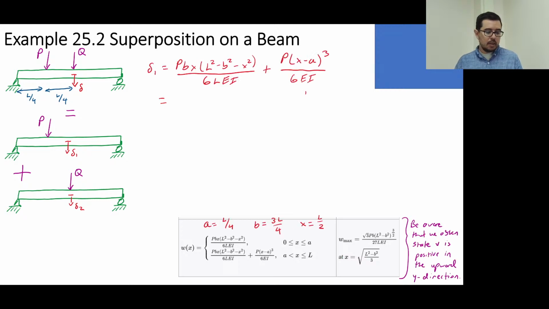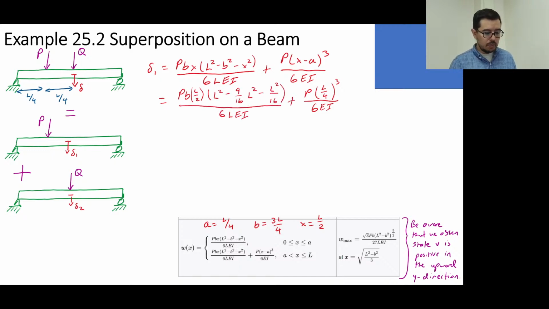Okay, and this delta 1 comes from this second equation right here, because we're saying that x is greater than a. So a was equal to L over 4 in this case. And then x is the location of the displacement that we want, and that's going to be happening at L over 2. Okay? And b is the distance from the P to the end of this right here. Okay, so b is equal to 3L over 4.